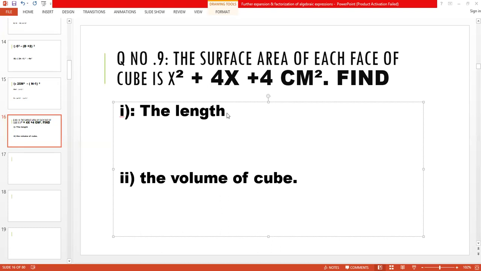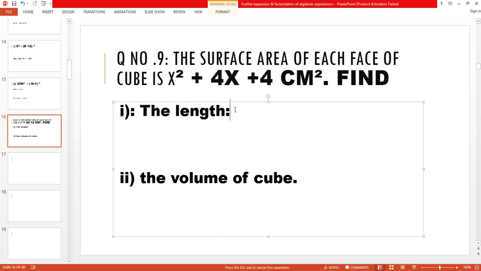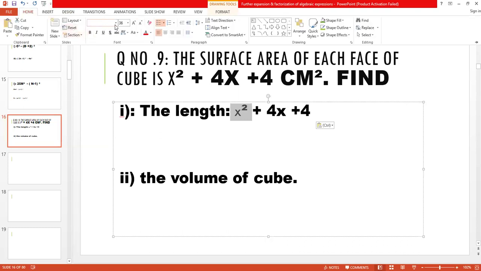Okay, so here we have to write the formula. First we have to solve the first portion of this question. First I have to rewrite what is given, that is the surface area, and when we solve, there is no need to write its unit, that is centimeter. So I just have to write the surface area: x square plus 4x plus 4. Clear?